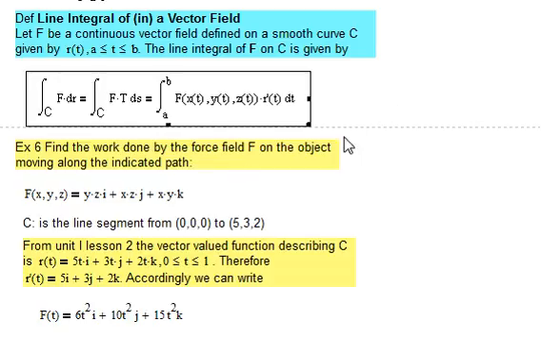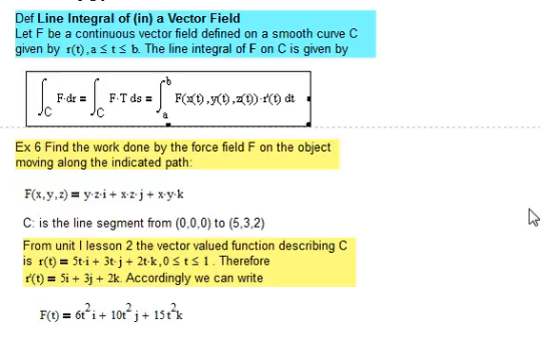So here's an example. Find the work done by the force field F on the object moving along the indicated path. Well, the object is moving along the path where C is a line segment from 0, 0, 0 to 5, 3, 2. And the force field is yz times i plus xz times j plus xy times k.